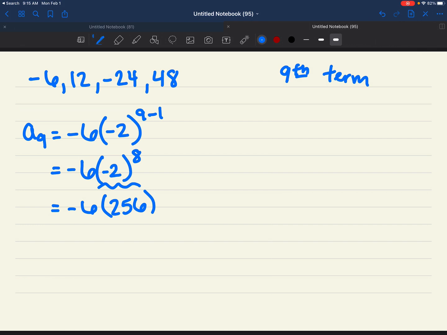Again, here's the deal, you guys. If you're multiplying a negative number times itself, what is that always going to give you? A positive. If your exponent is even, that means you're multiplying it an even amount of times, your answer is positive. If it was to the 7th power, sure, you'd get a negative answer. Okay? All right? Last thing, just multiply those together. So, the 9th term would be what?